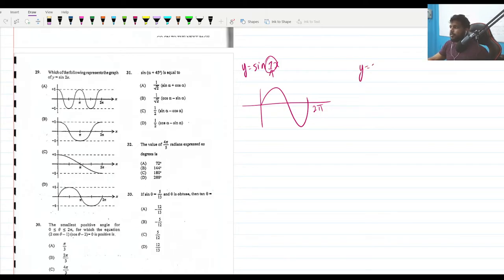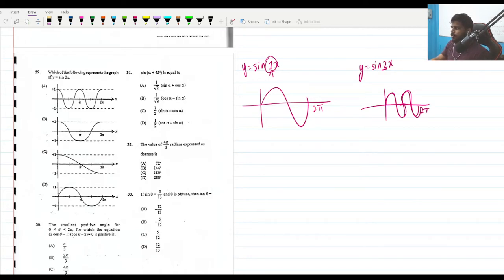So y is equal to sine 2x. I will complete 2 revolutions in one period. One period is always going to be 2 pi. So I'm going to go 2 revolutions in one period. So this here is 1 revolution, and then this here is another revolution. So which one looks like this here? Y is equal to sine 2x.